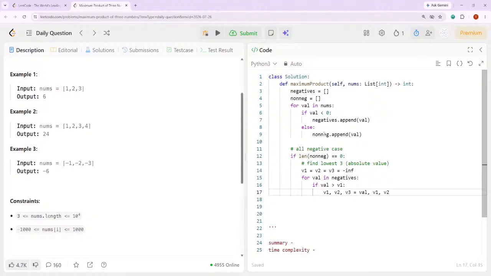v1 bumps down to v2, v2 bumps down to v3. Else, if this value is bigger than v2, then it just bumps down v2 and v3. So v2, v3 is now equal to this value and v2. Else, if the value is greater than v3, then v3 equals this value. And then just return v1 times v2 times v3.